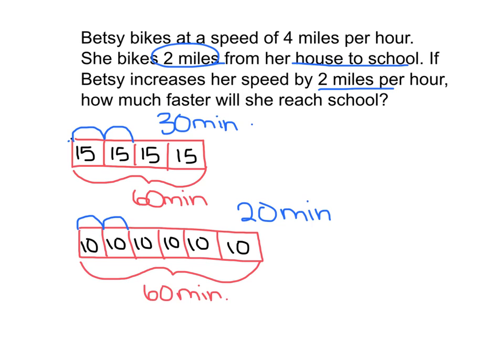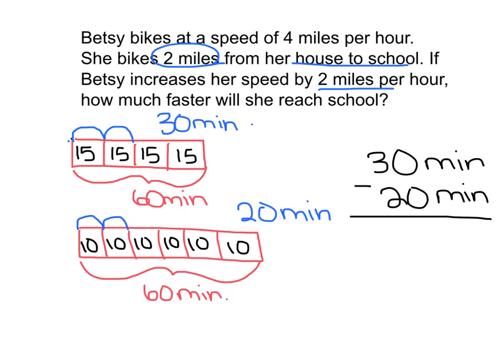The question says, how much faster will she reach school? The first time she went to school, it took her 30 minutes. The second time, when she increased her speed, it took her 20 minutes. So if you subtract them, you find that Betsy will get to school 10 minutes faster.